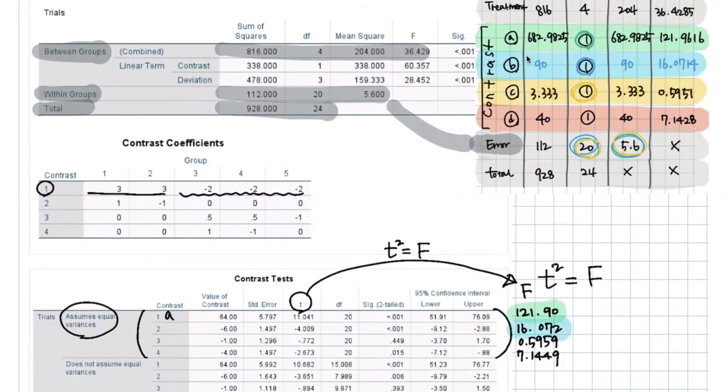And the second contrast, which is blue, matches here. And contrast C matches with yellow. And the last contrast matches my last result.